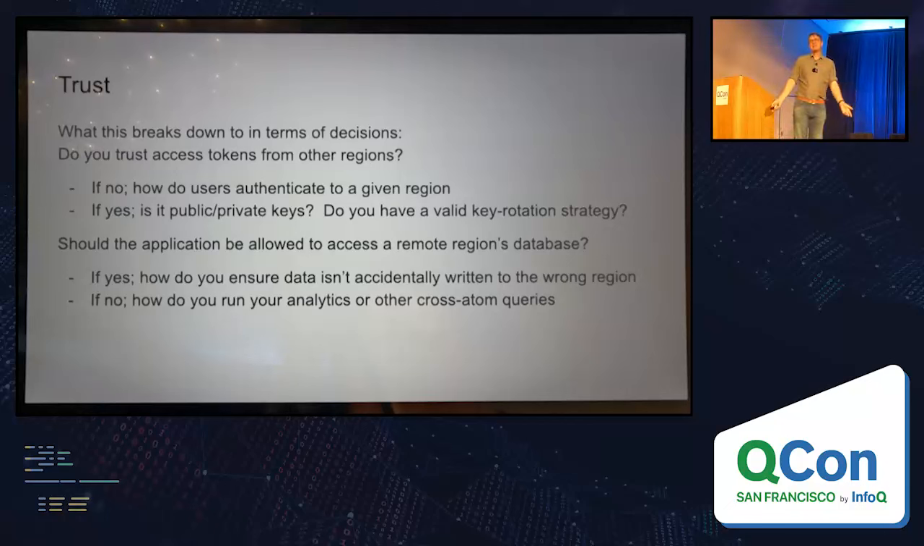So, double click. The big ones are access tokens, which are for sure something you're going to have to think about. The other one is database access. Now, you may have a dozen other things you have to think about, but those two are absolutely concrete. Every single application that does this is going to have to answer those two questions.